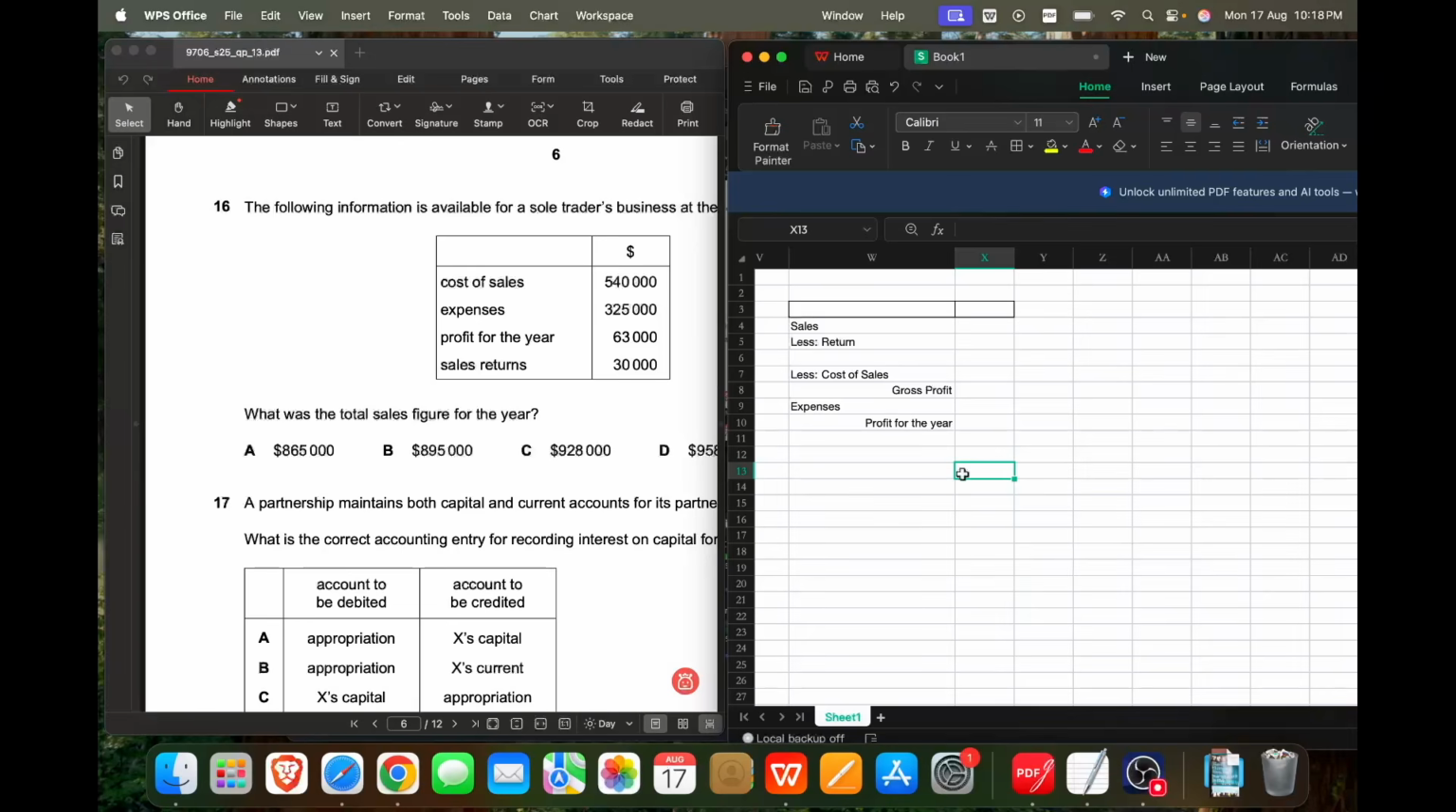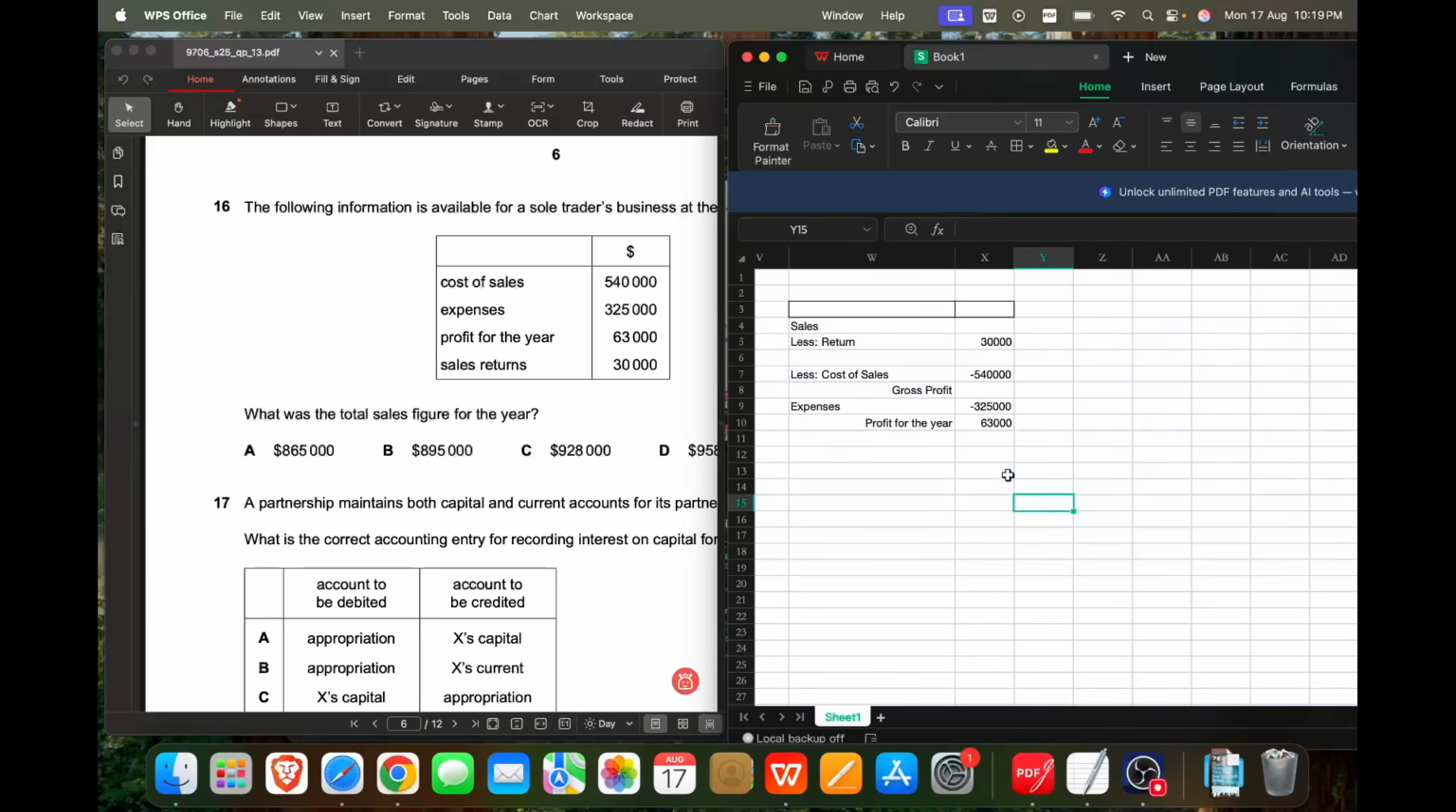Now most of this information is given to us, so we'll just fill it up. Profit for the year is 63,000. Expenses which we subtracted was 325,000. Gross profit we don't know, and then cost of sales is 540,000. And then return is also given, which is 30,000.